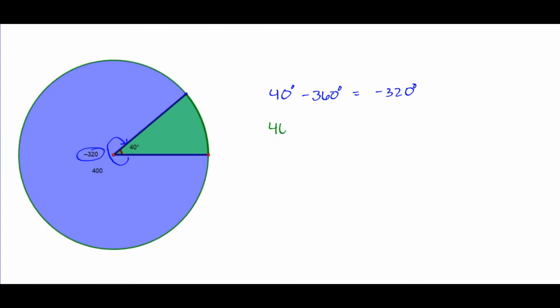If I go for the 40 degrees and I add a whole circle, then that's going to give me the 400 degrees. So that would be starting here and going in the positive direction, so counterclockwise, all the way around and then back another 40 degrees. So that gives me the 400 degrees. I can continue to add and subtract whole circles to any of these numbers and we'll get additional coterminal angles.